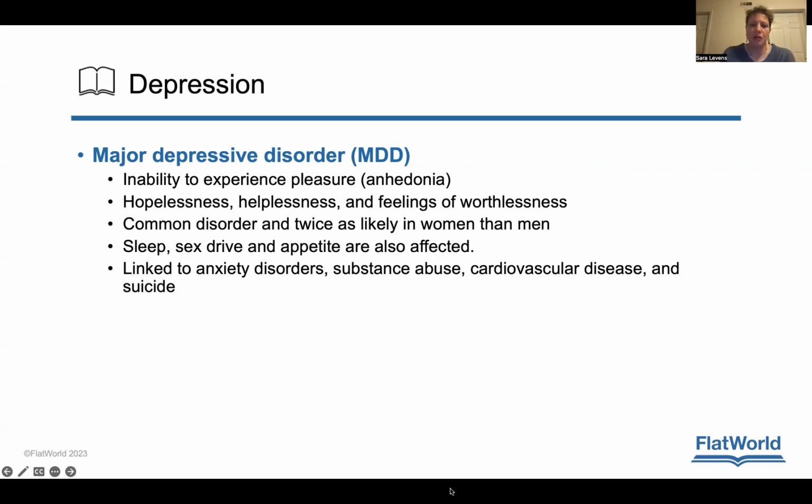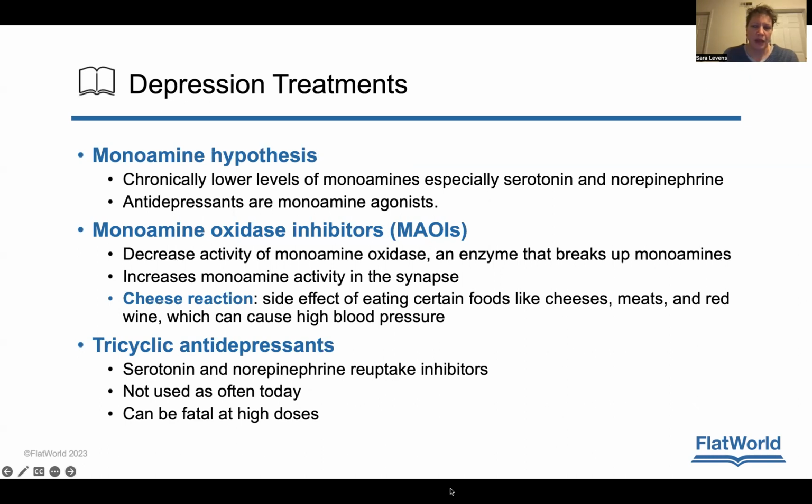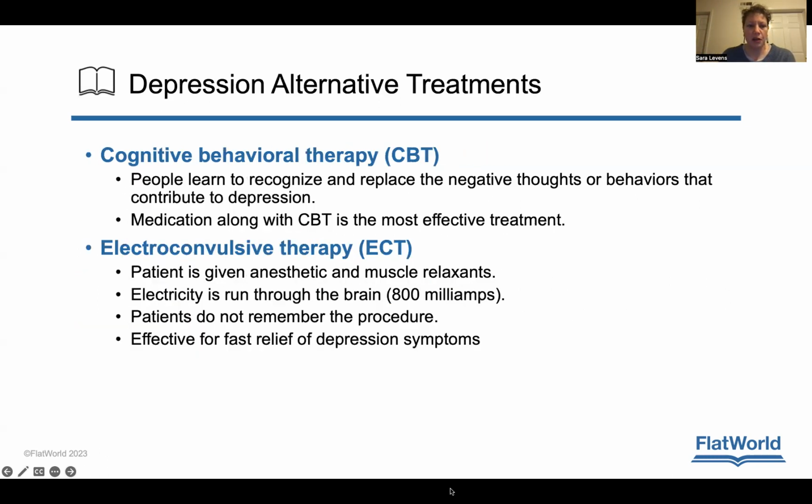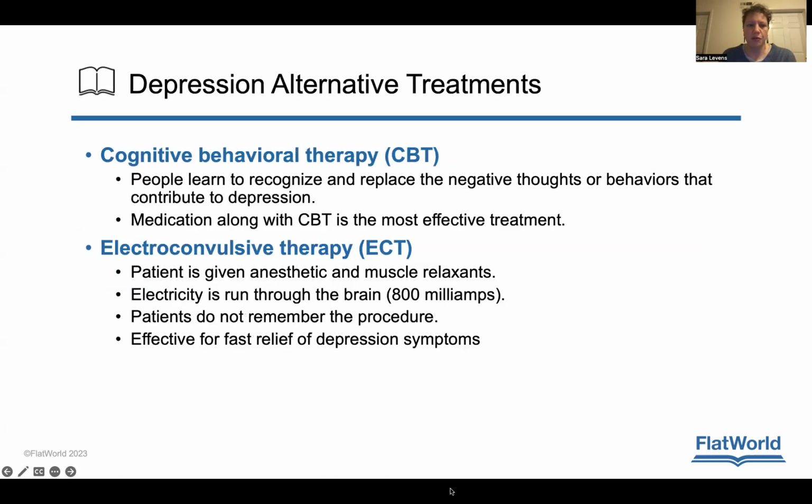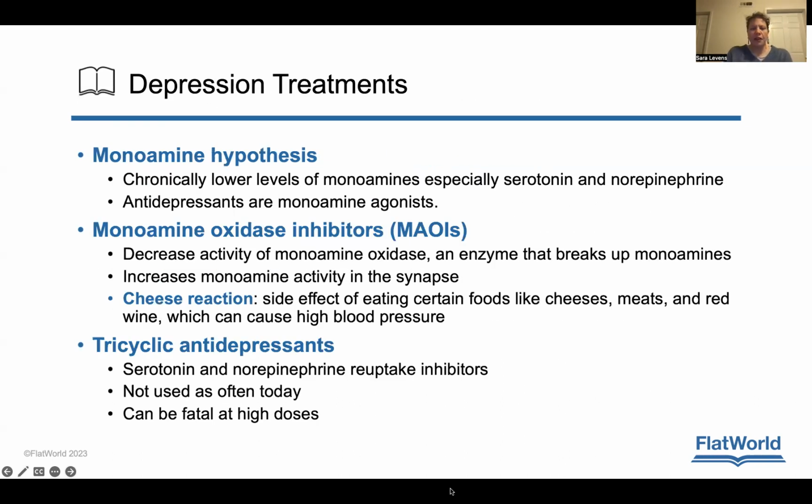So it's really, really important to pay attention to and work on understanding more. And common treatments for depression basically shift based on some of the theories with regards to depression etiology. So you can see here, we'll go into a couple of slides coming up. One of the hypotheses is the monoamine hypothesis, in which there are chronically lower levels of monoamines, especially serotonin and norepinephrine.